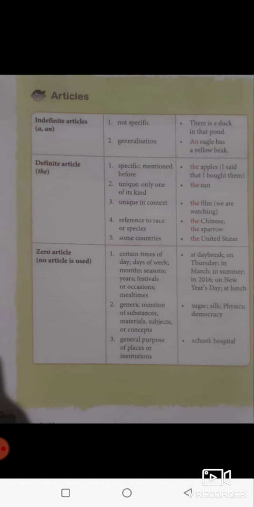Whereas with the definite article, the, when we specify any noun, we use the. Or when we mention or talk about the noun beforehand, we can use the. For example, the apples, I said that I bought them. The apples that are on the table, the apples that are spoiled, the apples that have been purchased by my father or mother. So when we specify or mention the particular noun earlier, we can use the.